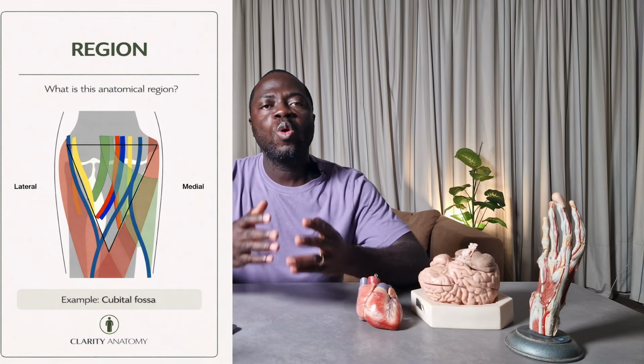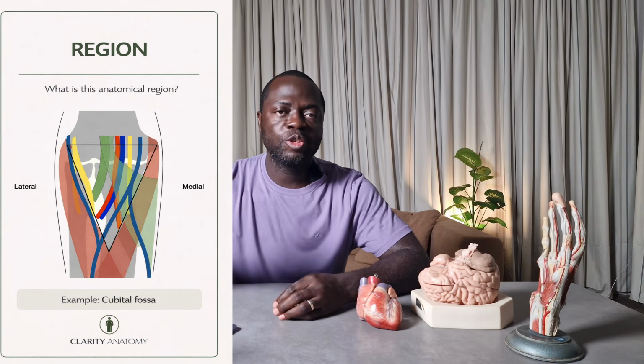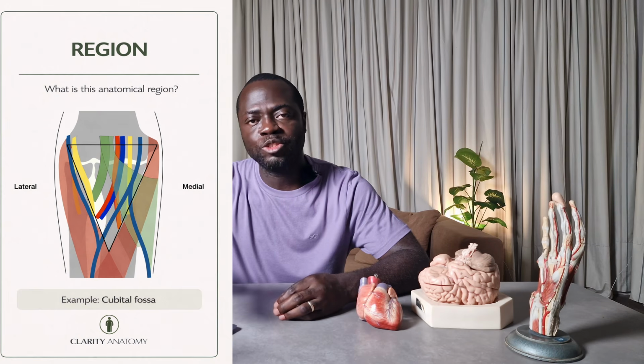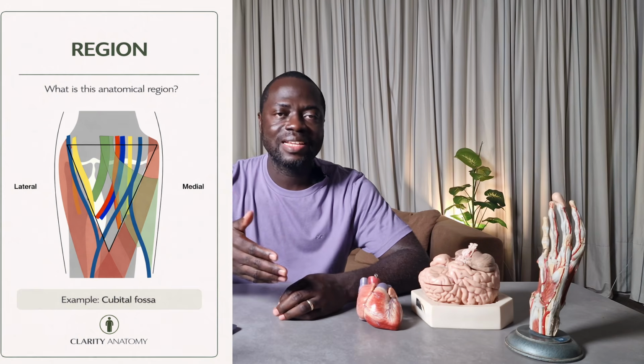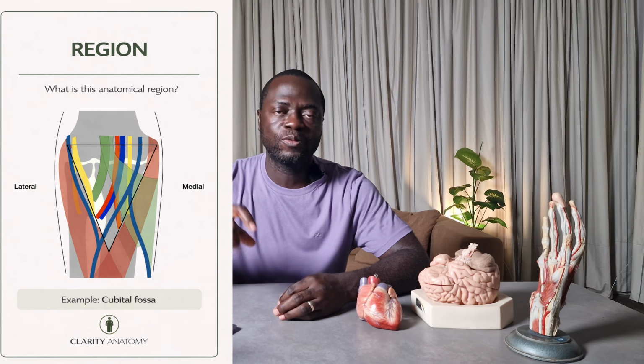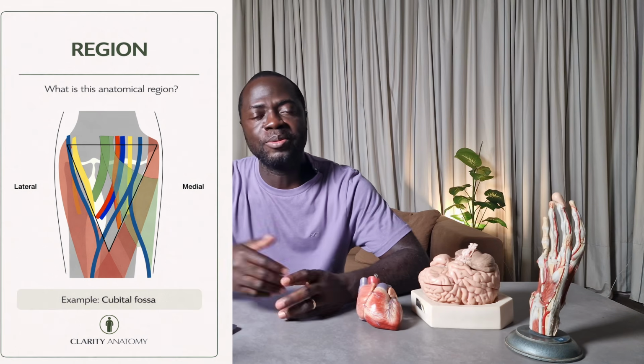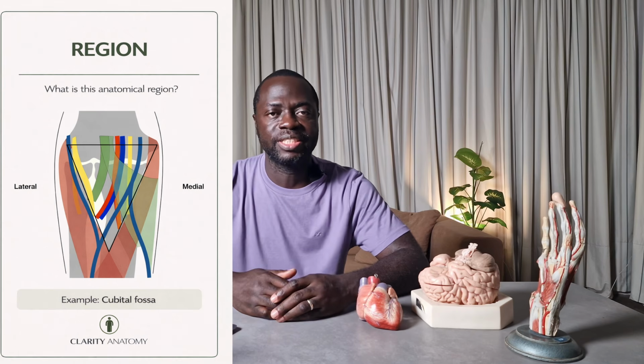Region. What anatomical area are we studying? So cubital fossa, femoral triangle, axilla, these are the regions. So the region of interest for a particular topic. It could also be the orbit, it could be the temporal region, it could be the pectoral region, and most anatomy education organizes around regions.